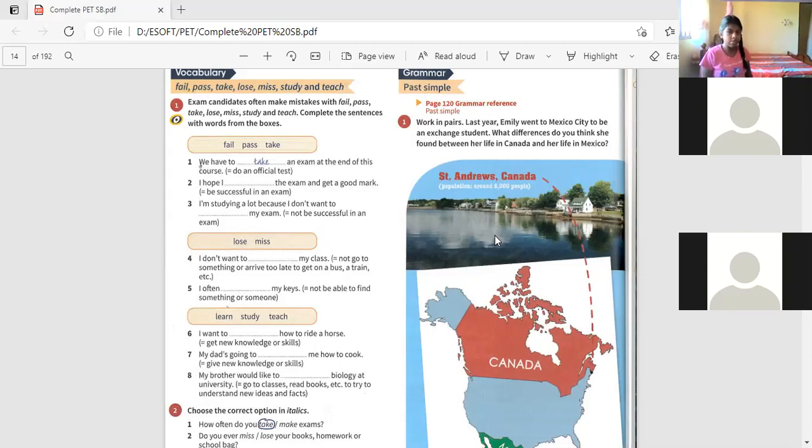I take up a lot of space in my bed. You take a lot of space. No, this is about the exam. See, the take here, do an official test. Can you see? With that meaning, you need to write a sentence. Hameshi, what did you write? Hameshi? You need to write a sentence with this meaning. Do an official test. This is the meaning here, take.